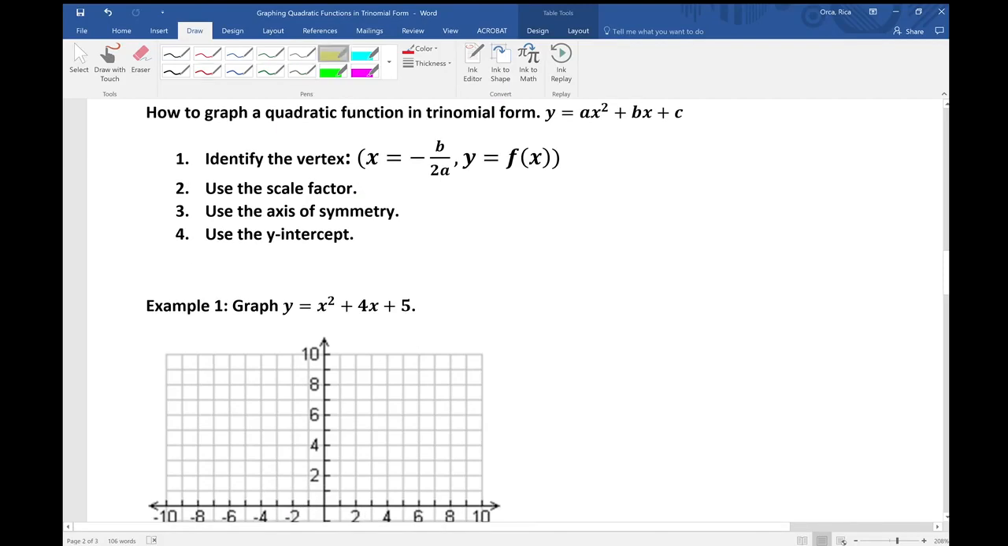To find the vertex, the formula is x equals negative b over 2a. And once you get a number for your x coordinate, you're going to take that number and plug it back into y. By plugging that number back into y and evaluating, you'll end up with your y coordinate.